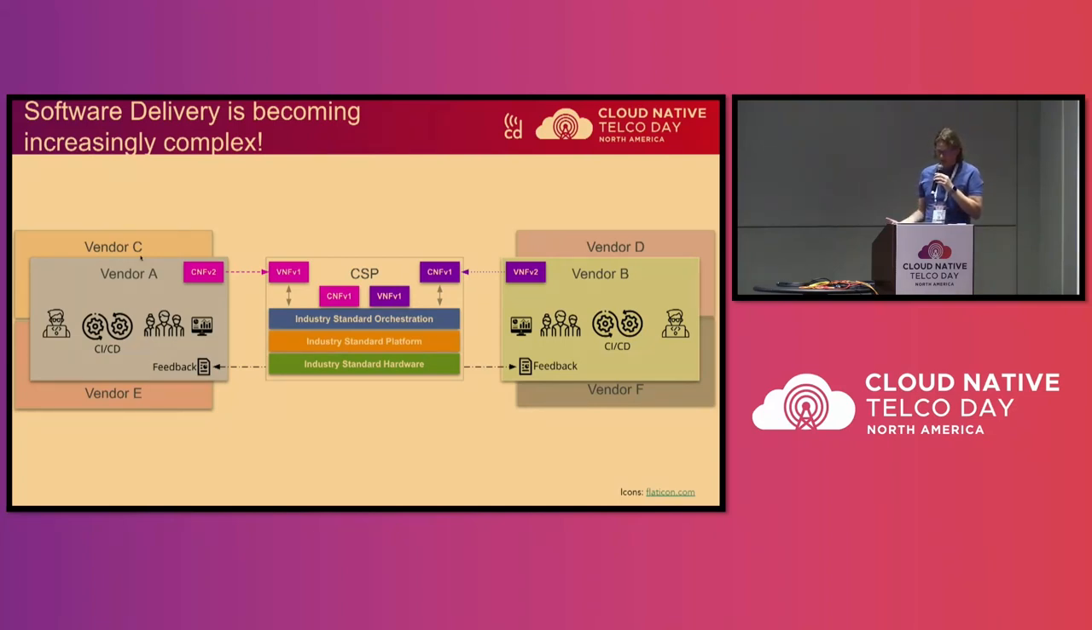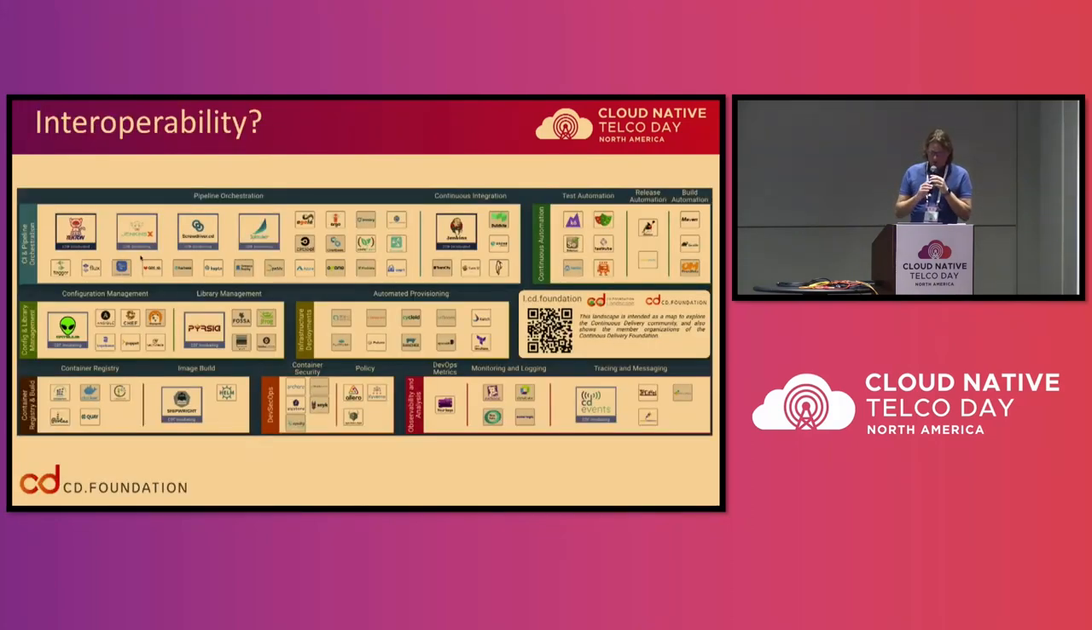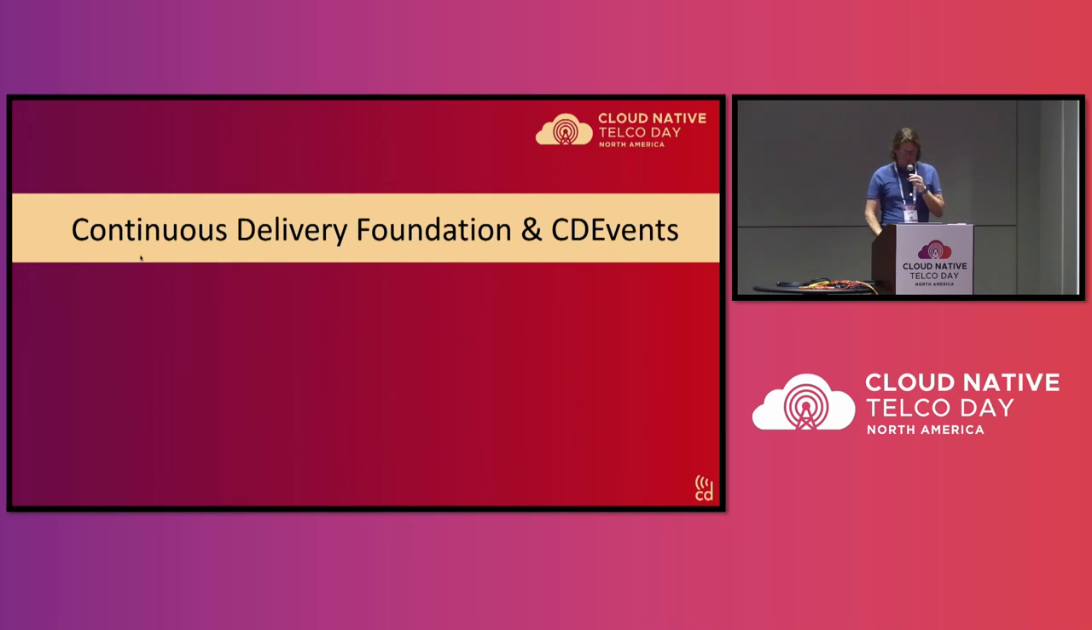But then we run into an issue when we go into software delivery: we get an increased complexity, because we have to cope with the fact that different vendors might be working with different delivery platforms. And if we look at the landscape, there are many different options available in the continuous delivery landscape. This is the continuous delivery landscape from the CD Foundation. And are these options interoperable? Well, let's have a look.